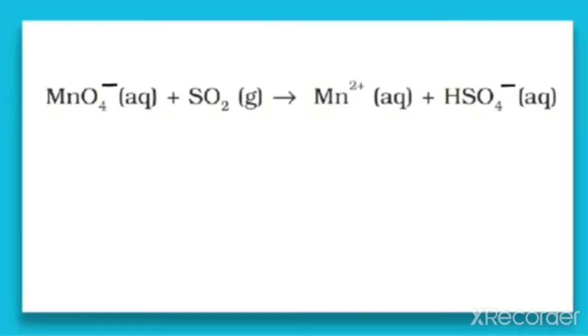This example is given: MnO4 negative plus SO2 gives rise to Mn2 positive plus HSO4 negative. How to balance this redox reaction, and the medium given to us is acidic. So as I told you, there are some steps, so directly we'll be discussing these steps with this example. First, you have to write the correct formula for each reactant and product, as it is already written here.